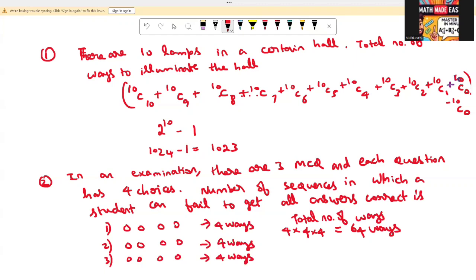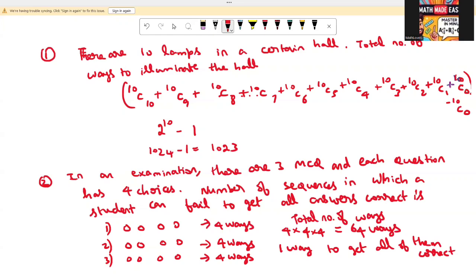Okay. Out of these 64 ways, there is one way in which he might get all of them right. But there will be only one answer key, no? If it's a single correct answer question, there will be only one answer key. For example, first question answer key is A, second question answer key is B, third question answer key is D. Only if he is giving A, B, and D, he is going to get all of them right. So there will be only one way to get all of them correct.